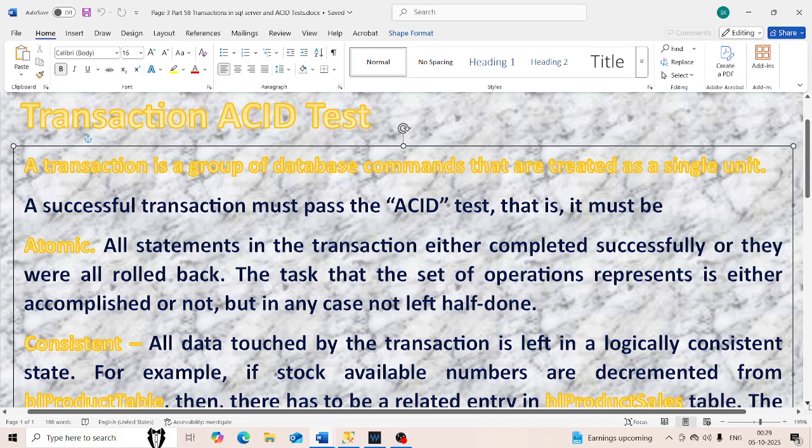We know that a transaction is a group of database commands that are treated as a single unit. A successful transaction must pass the ACID test. That is, a transaction must be atomic, consistent, isolated, and durable.